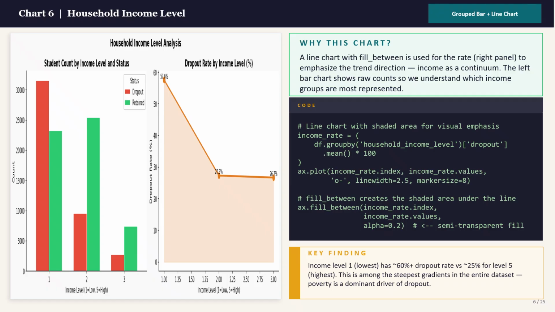And the key finding in this case was that income level 1, lowest, has approximately a 60% plus dropout rate, versus approximately 25% for level 5 highest. And this is among the steepest gradients in the entire dataset. And poverty is a dominant driver for dropout in this case. So we noticed that this caused a very steep gradient. There was a very steep increase for dropout rate as income level lowered. And this is a dominant driver for our target variable, which is dropout.